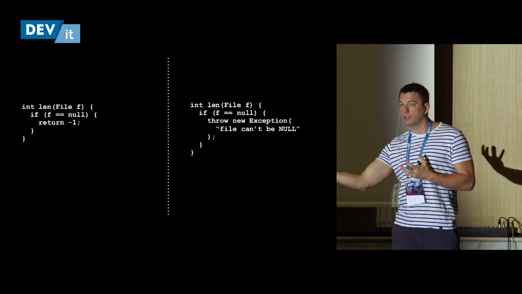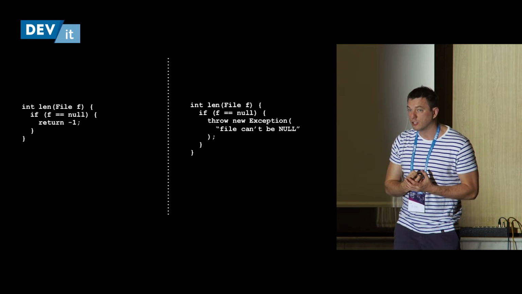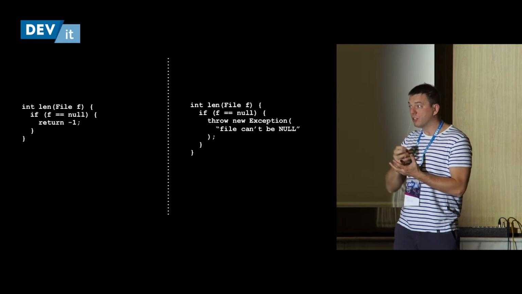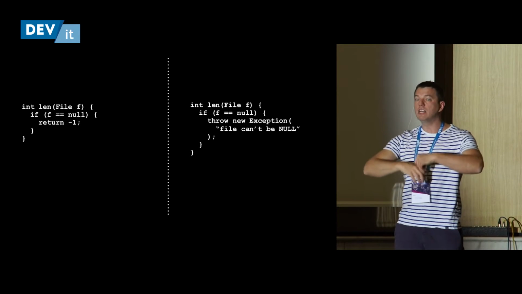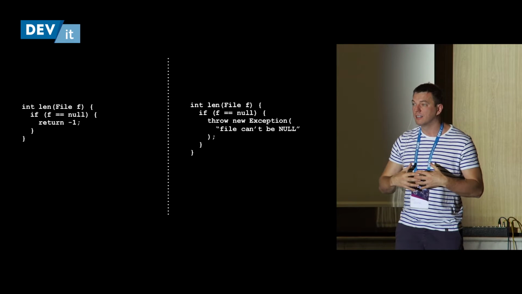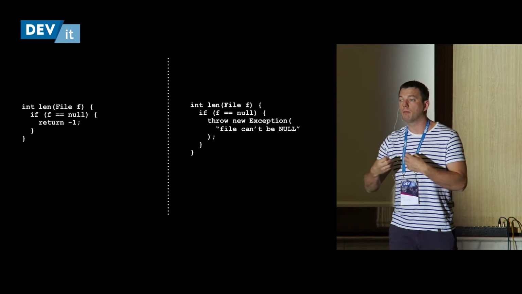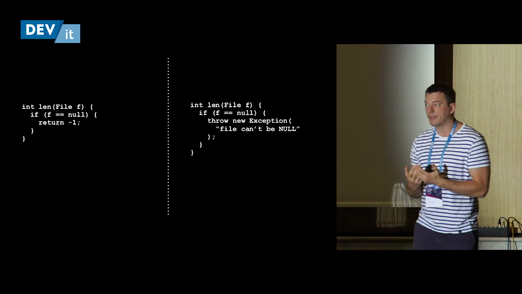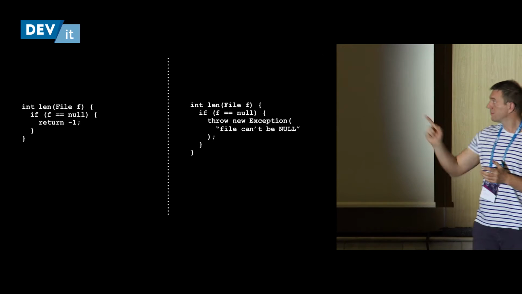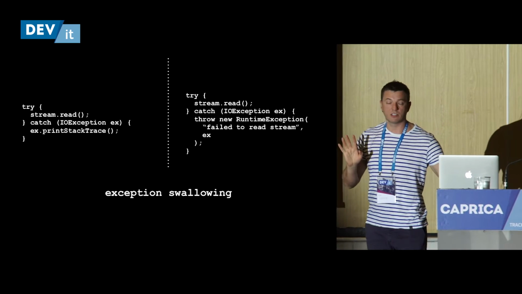So we have some client who already has a bug because this client gives me null instead of the file. So that is the bug. But by returning -1, we're not revealing this bug. We're not making it visible to everybody. Instead, we're just hiding it and trying to survive. And that's bad. We need to make our bugs visible, not hide them. Clear example? I can continue? Good.